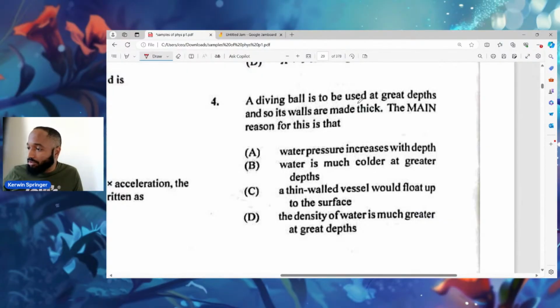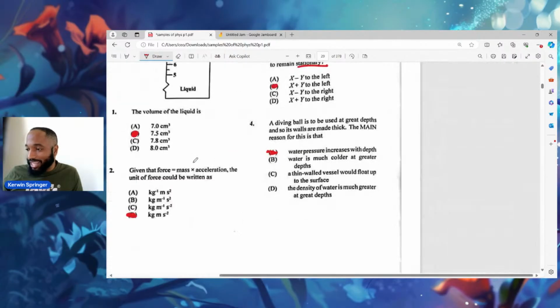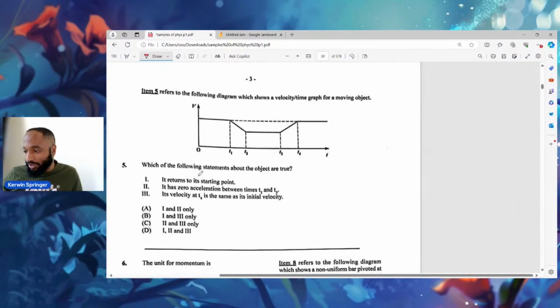A diving bell is to be used at great depths. I think the main reason for this is that water pressure increases with depth, so it needs a thick vessel. They don't want a Titanic situation to happen, with people visiting the Titanic.